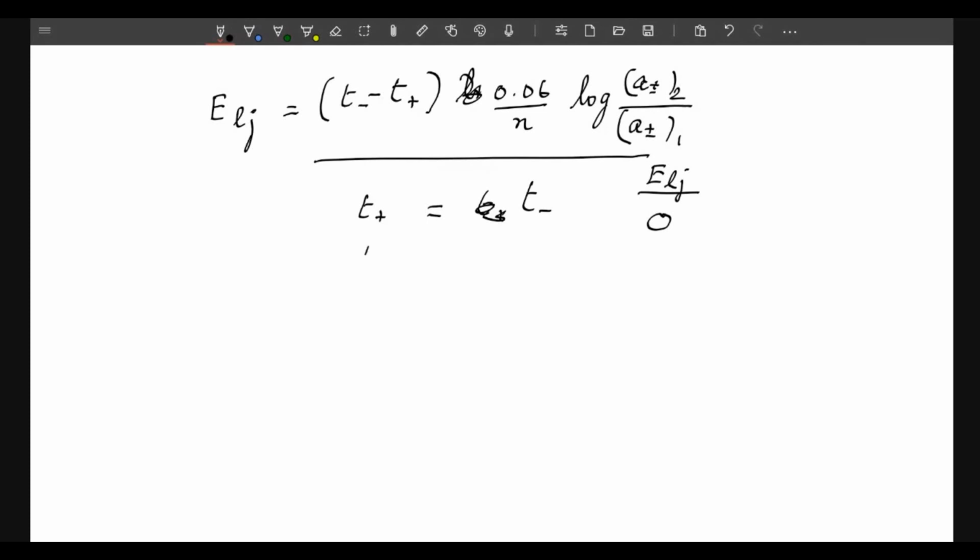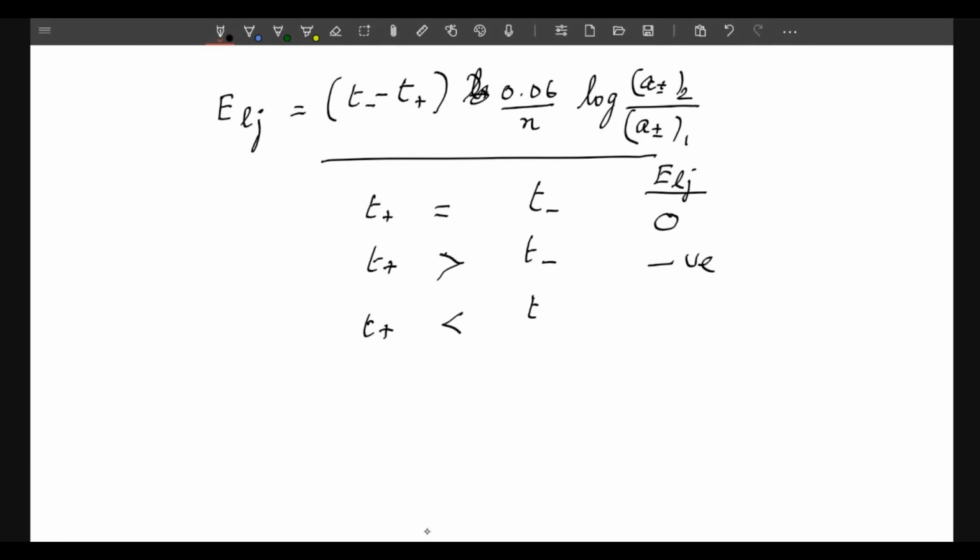Then the second condition: when T plus is greater than the transport number of the anion, then what would the ELJ value be? Is it a positive or negative value? Negative. It is a negative value. The third condition: T plus is less than T minus, then it is positive.